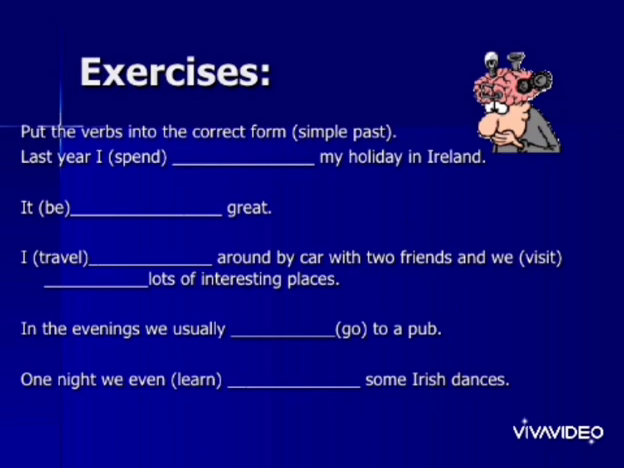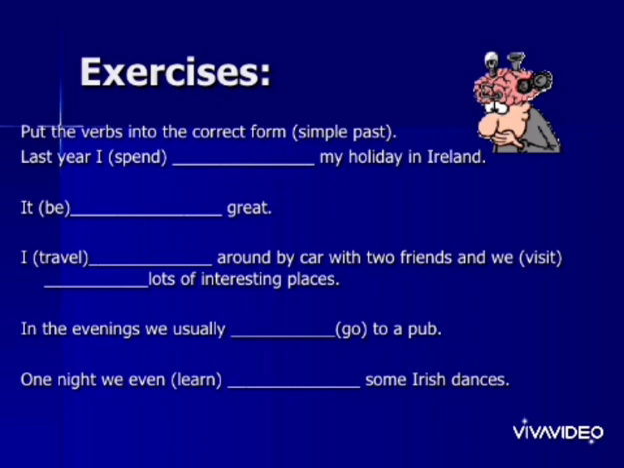Put the verbs into the correct form. You have to use the simple past. Last year I, here in the bracket you can see spend, you have to use the past form of spend, my holiday in Ireland last year. It, be verb, you have to use the simple past form of be verb, great. I travel, you have to use the simple past form of travel, around by car with 2 friends, and we visit lots of interesting places. You have to use the past form of visit.